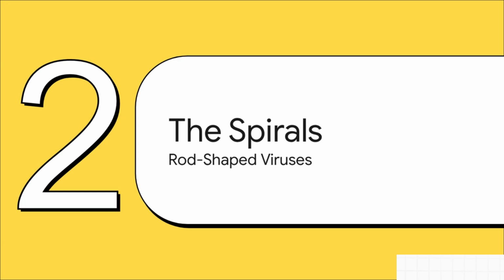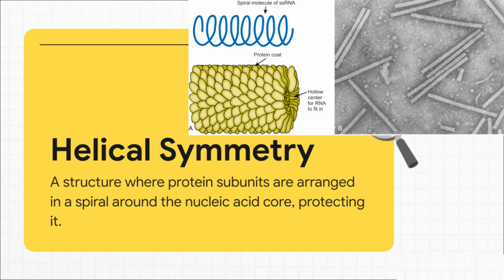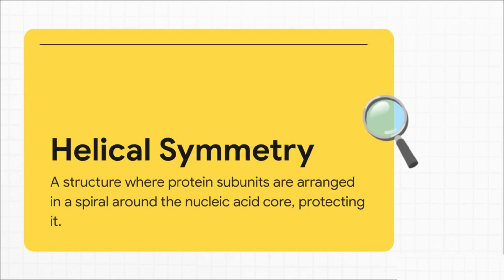Think of these as the skyscrapers and the filaments of the viral world, and they're all built on this beautifully simple principle. And that principle is called helical symmetry. I want you to picture a spiral staircase. Okay, now the railing of that staircase, that's the virus's genetic material, it's RNA. And each individual step is a protein, and it locks perfectly into place to protect that railing. It's just an elegant and incredibly strong design.